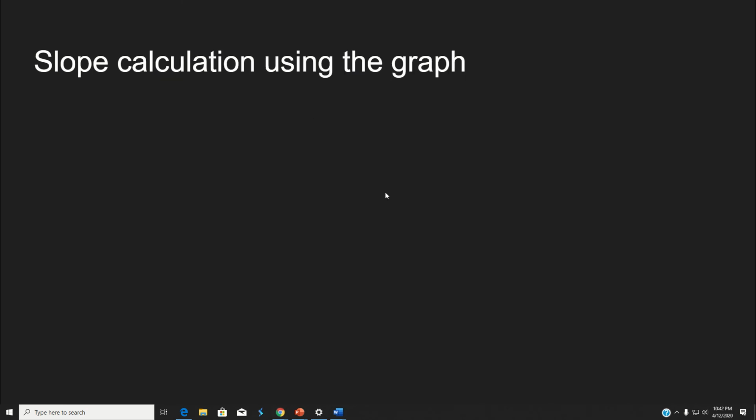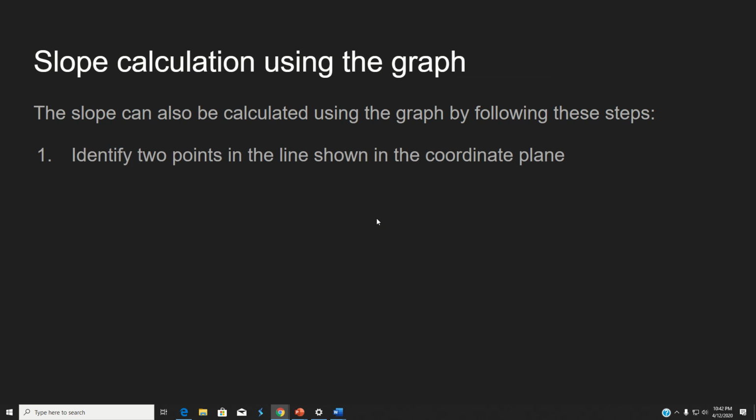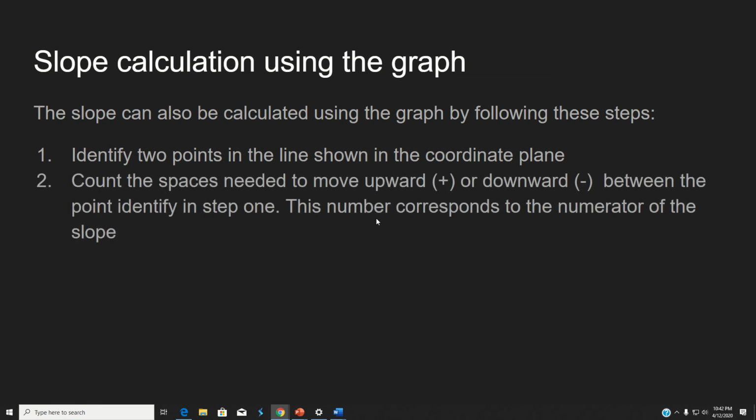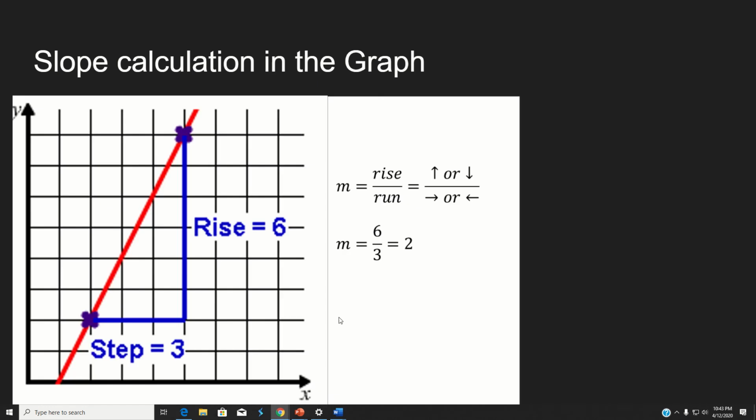Now we can also calculate the slope using a graph. First, we identify 2 points in a line on the coordinate plane, count the spaces needed to move upwards or downwards between the points, and then count the spaces needed to move forward or left between those 2 points. The upward and downward movement corresponds to the change in y. The forward and backward movement corresponds to the change in x.